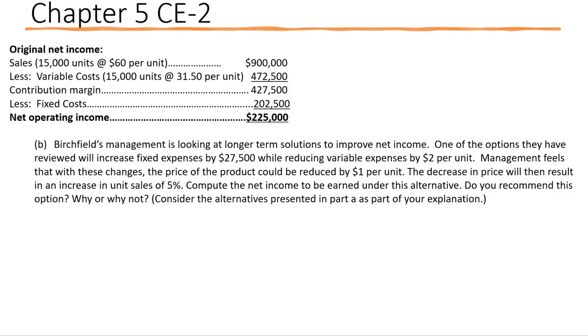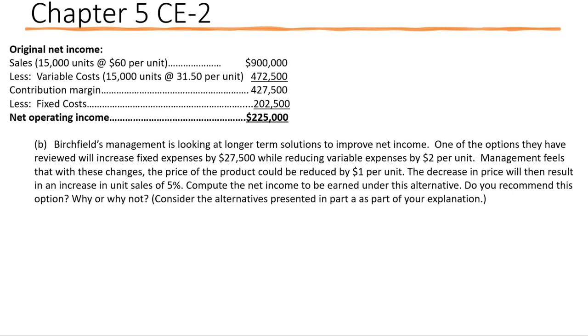If we automate our production, then we can reduce our direct labor. Direct labor is a variable cost, so we can reduce our variable cost, in this case, $2 per unit. So that's a realistic kind of thing that may drive higher fixed expenses and lower variable expenses. Okay, and again, now with this, they're feeling that they can reduce the price of the product by $1 per unit, and that $1 per unit decrease in sales price will increase sales by 5%.